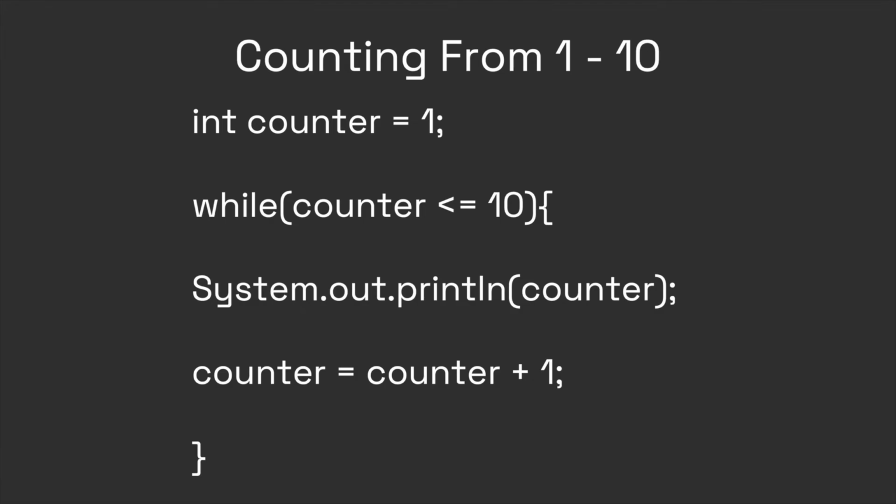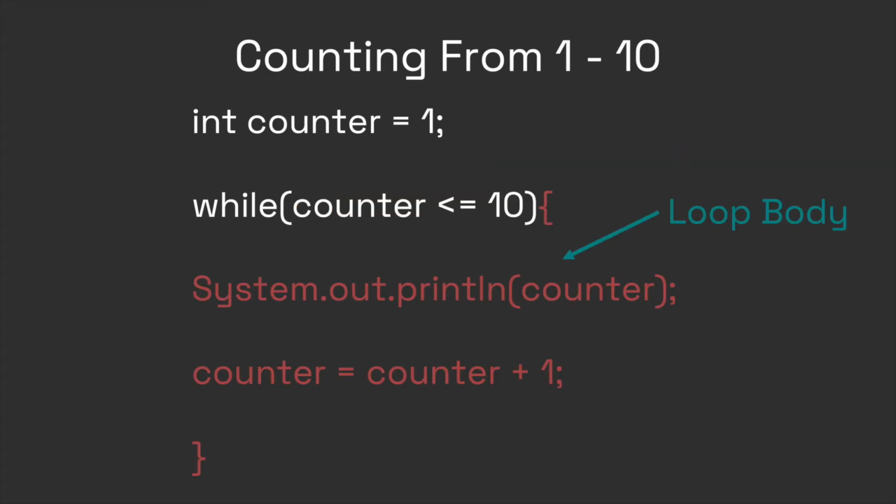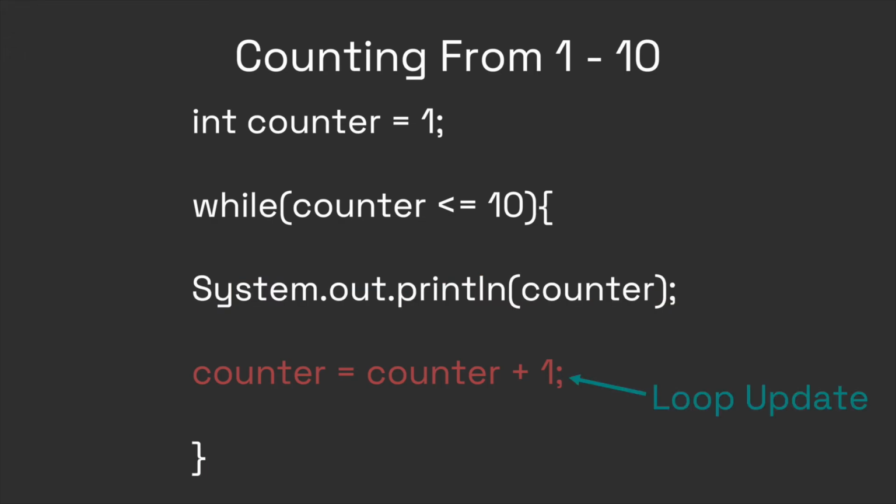Let's look again at counting from 1 to 10, but instead with while loops. Here's the Java code. Here, we initialize the loop control variable outside of the loop. This time we call it counter. Then we have our loop condition, which is the same as our for loop. It checks if the counter is less than or equal to 10. We have our loop body which will print out the count variable, and then we have our counter variable updated inside of the loop body.